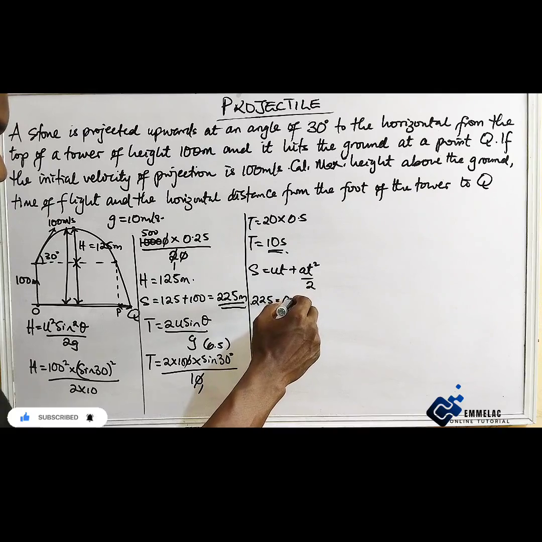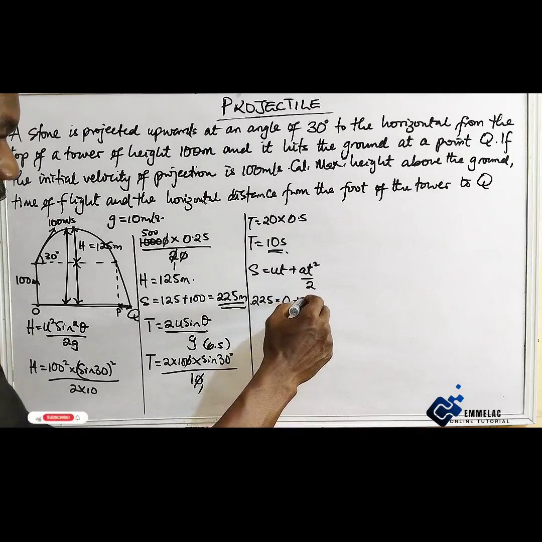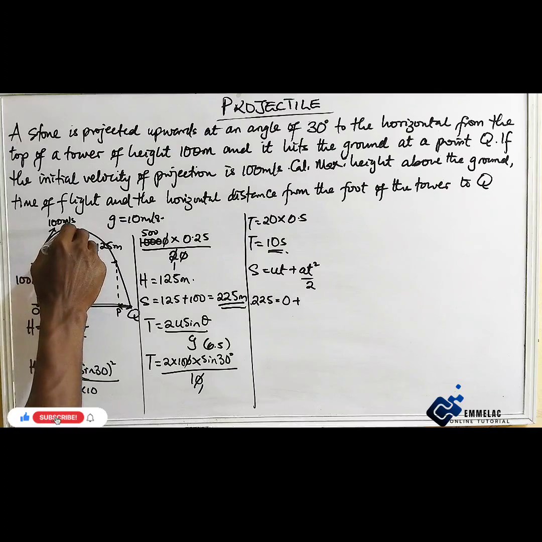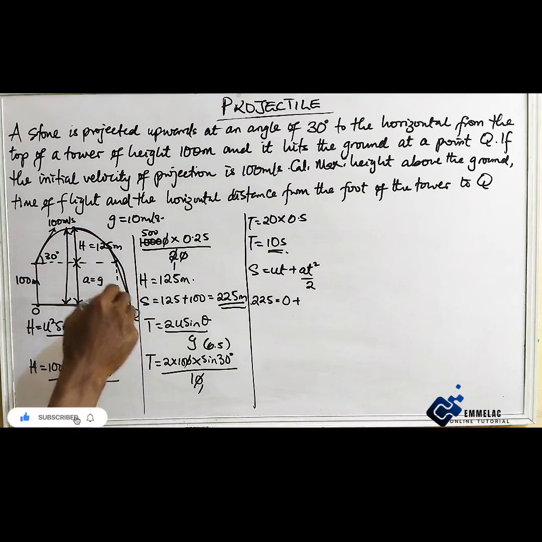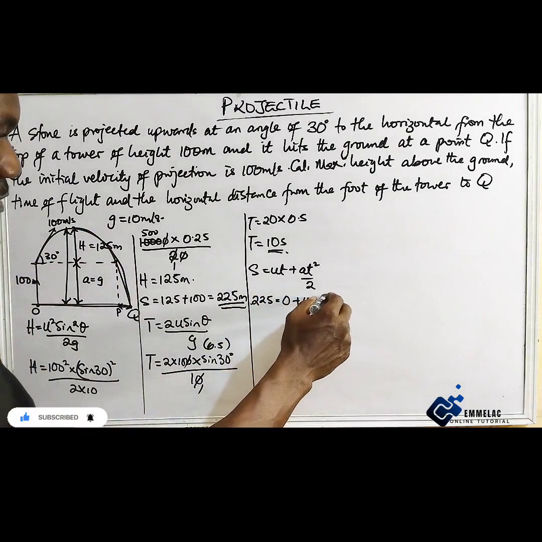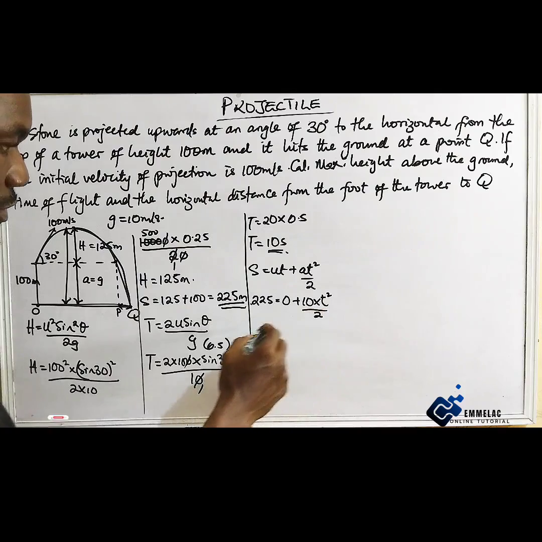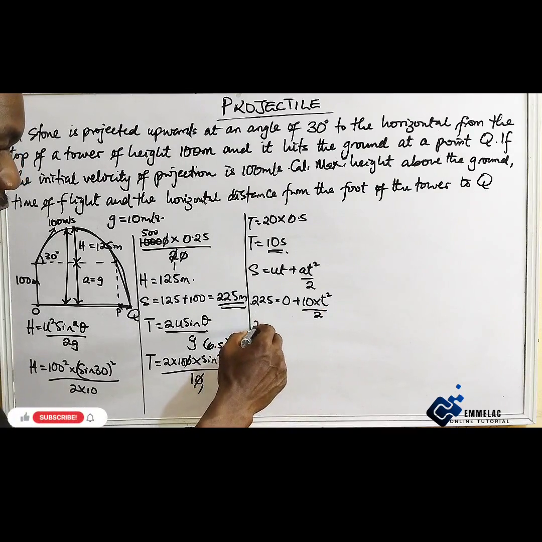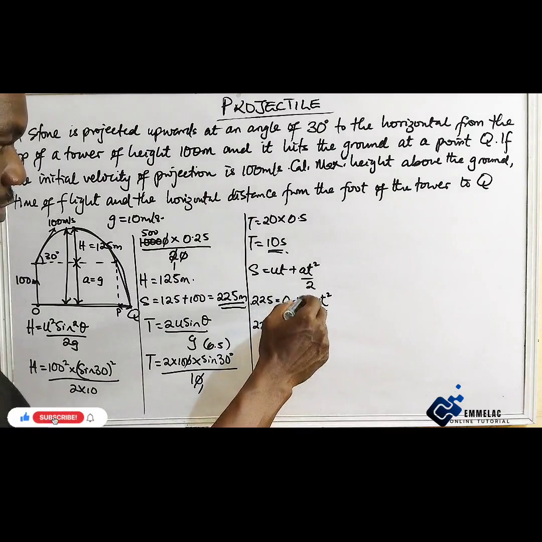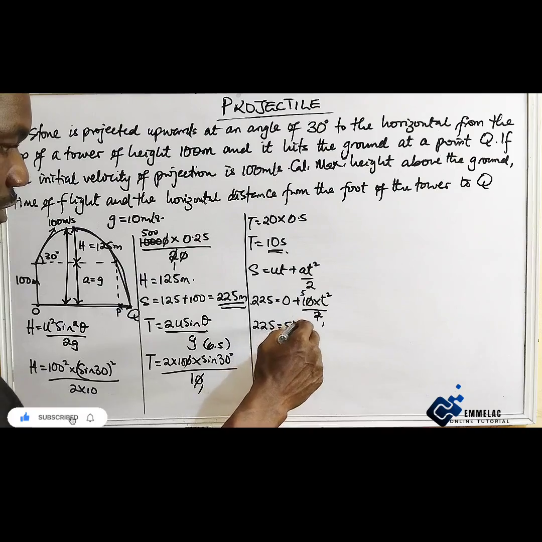Now plus our a here will be g, because it falls down, so it's in line with gravity. That will be 10, then times the time taken over 2. So here we have 225 equals 5t squared.